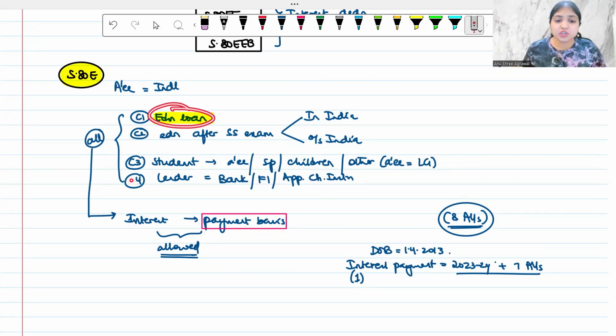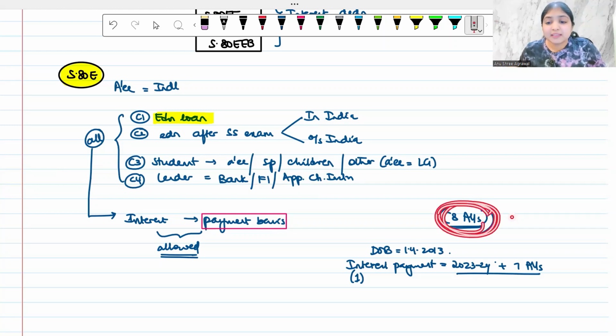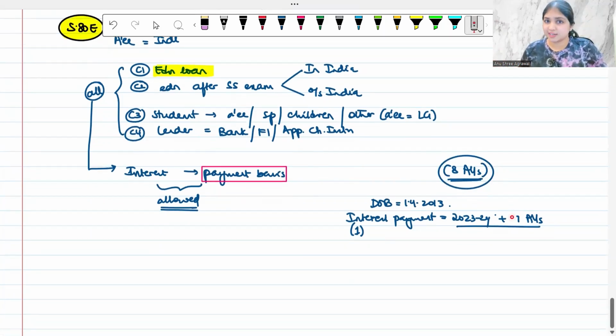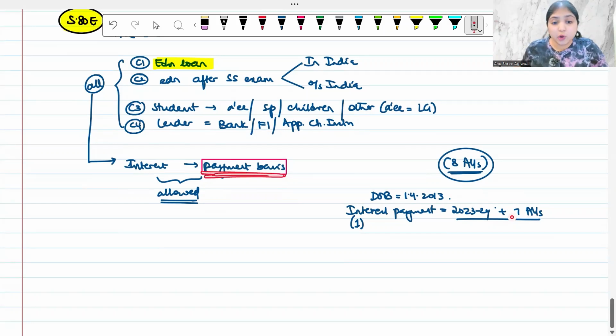Now, on this education loan, whatever interest the assessee is making payment of, that interest will be allowed as a deduction. That interest will be allowed as a deduction across how many years? It will be allowed across 8 assessment years. So, the assessee actually has to make payment. Once the assessee starts making the payment, from that year plus 7 more years, total 8 years only. In these 8 years, whatever interest the assessee has paid, I will allow that as a deduction under section 80E. Keep in mind, only on payment basis.